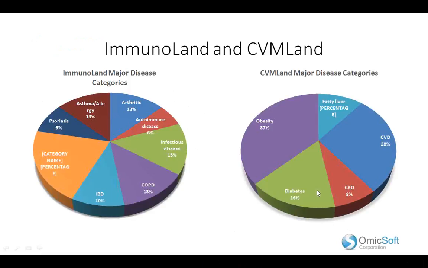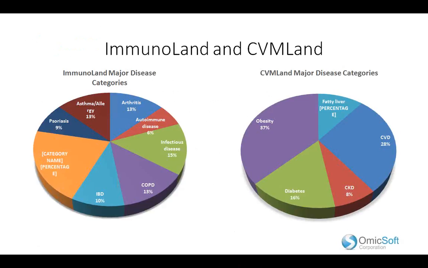Now for ImmunoLand and CVMLand, the difference from ImmunoLand is mainly in the disease categories. All the underlying data storage structures, many of them are exactly the same. That's why we can integrate different projects from different Lands for the Virtual Land. So these underlying structures are the same, and the interfaces are also very similar. However, the projects are different.